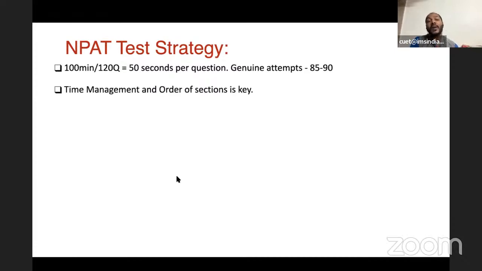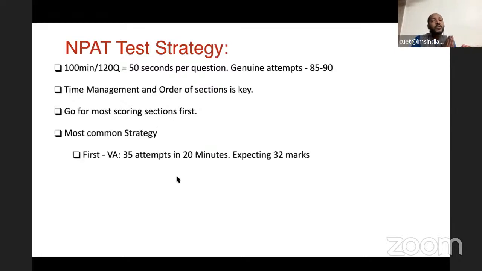Time management is very important, and the order of sections is essential. Choose the right order. Ideally, I suggest that you keep your most scoring area first. For most students, the biggest scoring area is verbal ability. In NPAT, the verbal ability level is much lower compared to QA. So even if maths is your stronger area, you can take one mock test and you'll know which area of NPAT is more scoring for you. So go for the most scoring sections first. The most common strategy is that first you go for VA.